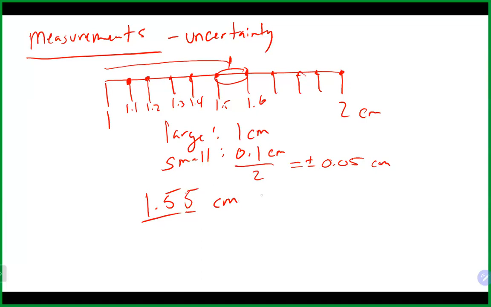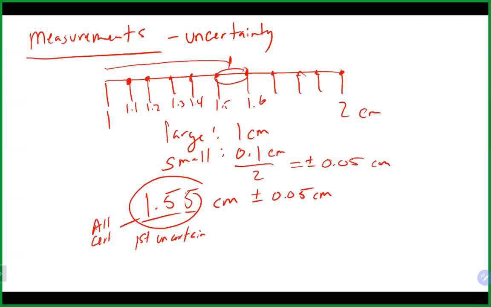And that would be centimeters plus or minus 0.05 centimeters in this case. This is really, as we talked about, when you record that first uncertain number and all the certain numbers, those are our significant figures. And this one does have 3 significant figures in this particular case.